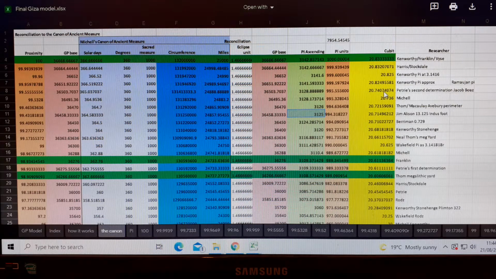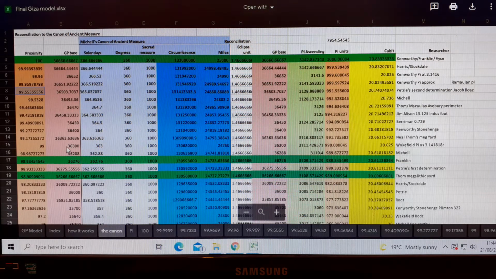Now, I've discussed this cubit with Jacob, and it gives this GP base. And it gives this Earth circumference. And that is 25,000 miles less 111.111 miles. And that is absolutely deliberate. And that is Petrie's second determination, and Jacob will know all about that. And the proximity, which is the cubit multiplied by 4.8, is that.